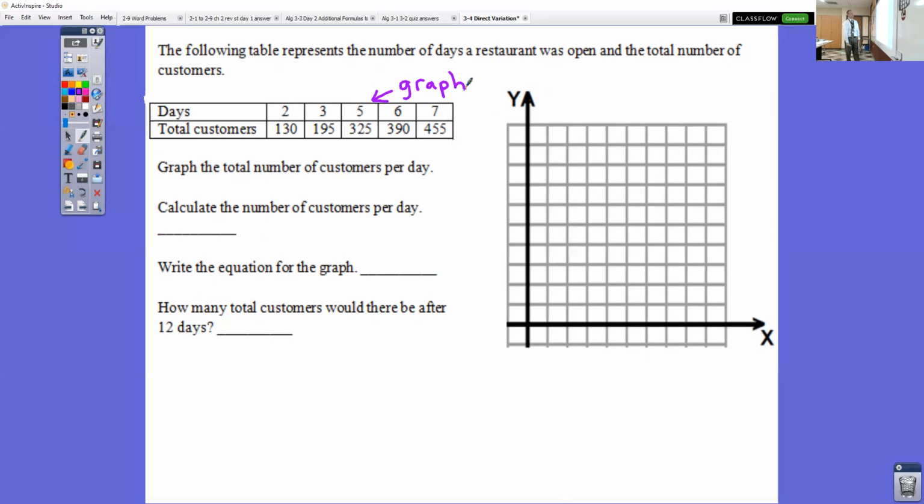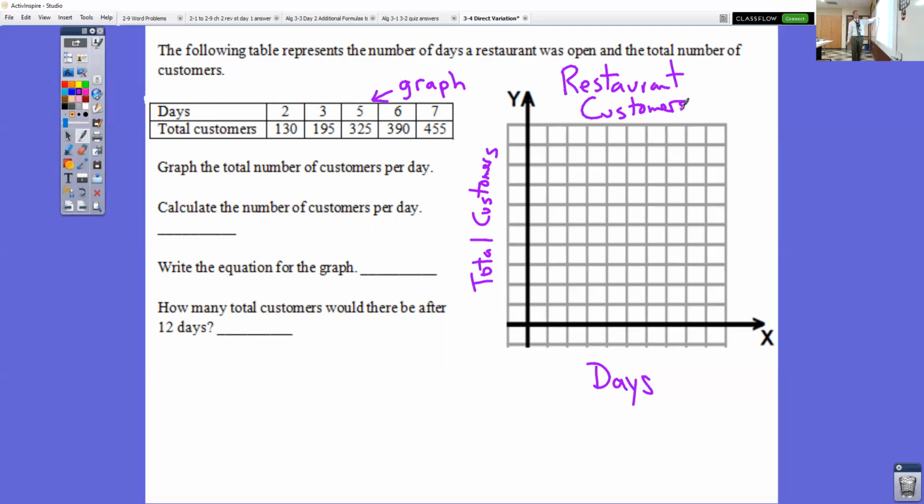So it says the following table represents the number of days a restaurant was open and the total number of customers. So you have days and you have customers. When we go to do our graph, remember time always goes at the bottom. This time we're talking about days. The total customers goes up along the side. And we need a title for our graph. Let's call it restaurant customers.